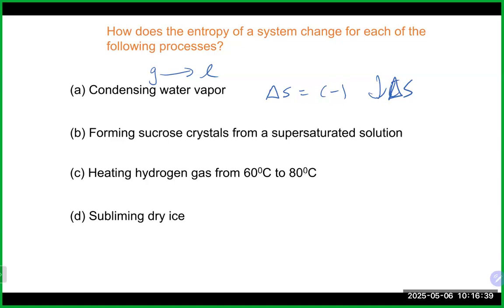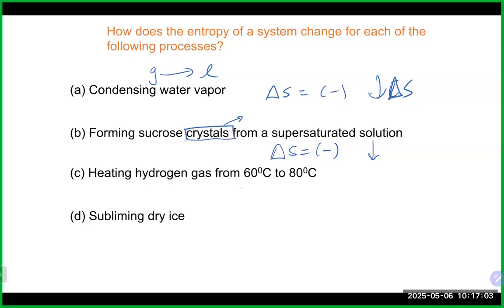Down. The forming of a sucrose crystal from a supersaturated solution. So a crystal is a solid and a fairly organized solid. So that also is going to increase the order in this case. So the delta S here is going to be negative. And again, our entropy is basically decreasing in this particular case.